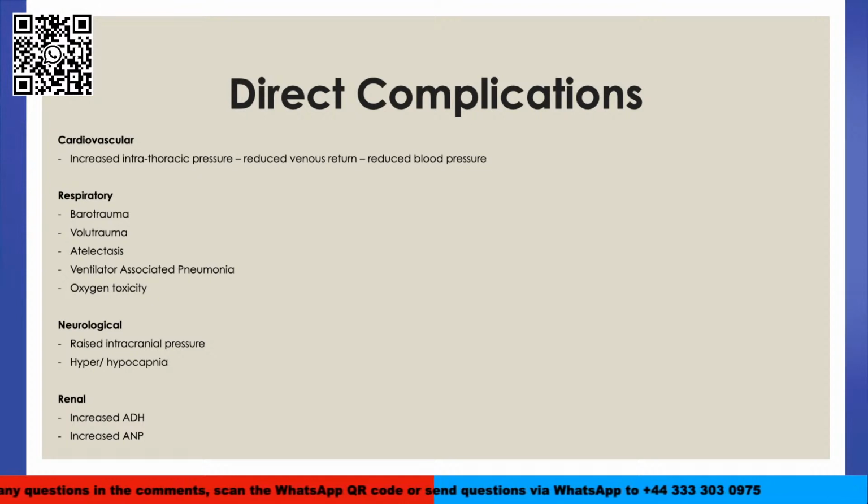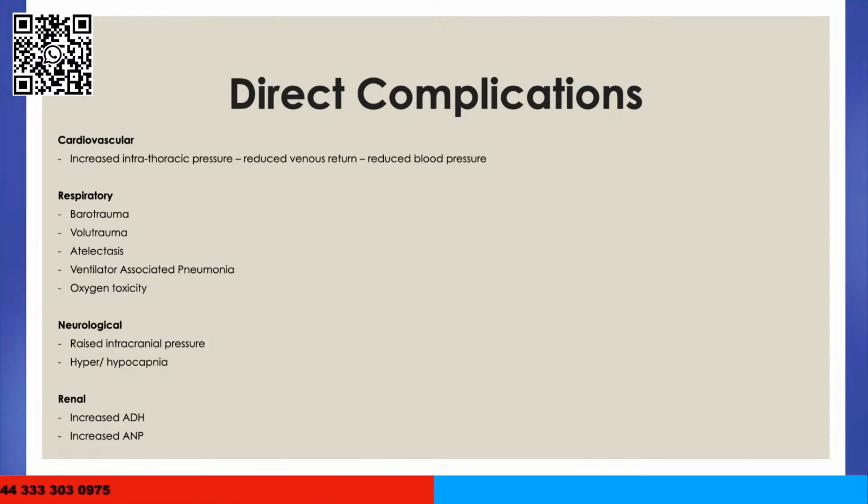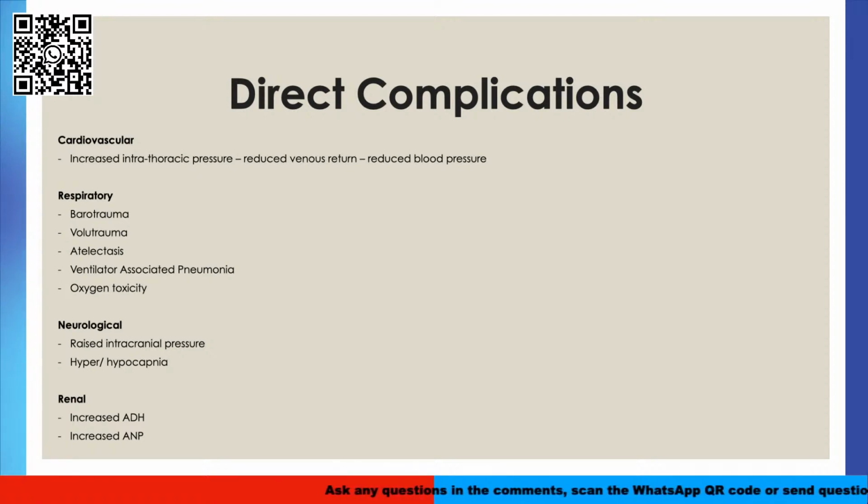It can also cause atelectasis. There's a risk of ventilator-associated pneumonia, and there's also a risk of oxygen toxicity. It's very easy to start the patient on 100% and forget to turn it down. Neurological complications can include raised intracranial pressure and then the consequences of having either hyper or hypocapnia. Renal complications include increased production of ADH and ANP.